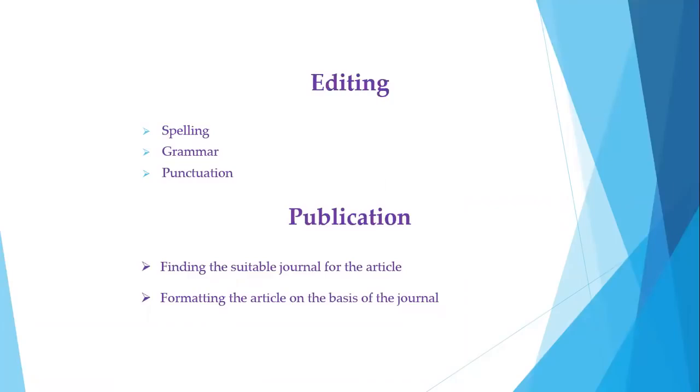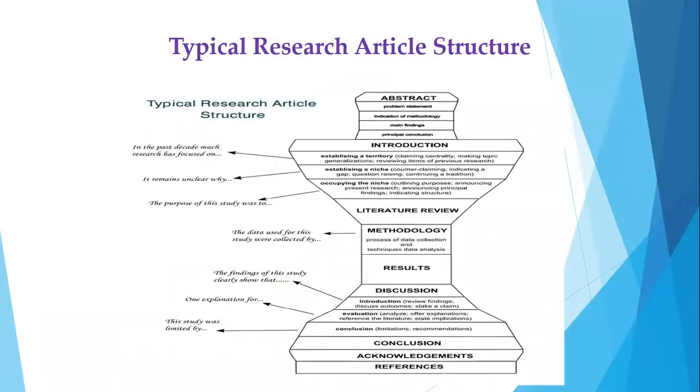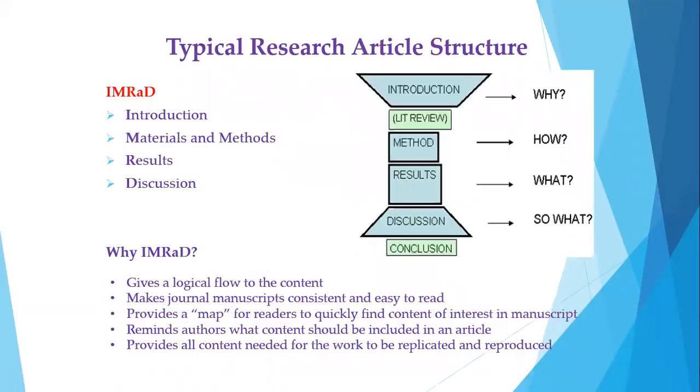The next step, once you do all this, is taking it up for publication. In the publication phase, you select a suitable journal for your article, and if there are any formatting requirements for the journal, you format your manuscript in the format the journal has specified, and then you send it for publication. This is the typical structure of any research article. It has an abstract and an introduction, then typically a literature review, the methodology, the results, the discussion, the conclusions, acknowledgement, and the references. This is the typical structure of a research paper. We'll talk about this in detail in the next section.